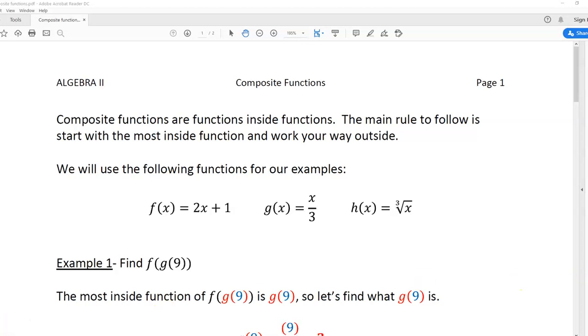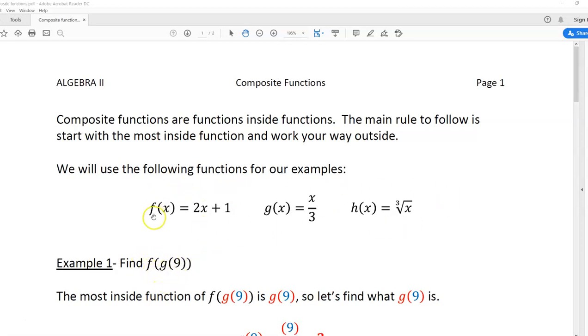Let's look at composite functions. Composite functions are functions inside of functions. And our main rule is we're going to start with the most inside function and work our way outside. That's what you see here in example 1, f of g of 9. We're not multiplying here. It's the g function with a 9 in it. And then whatever answer that is, we're going to plug into the f function.